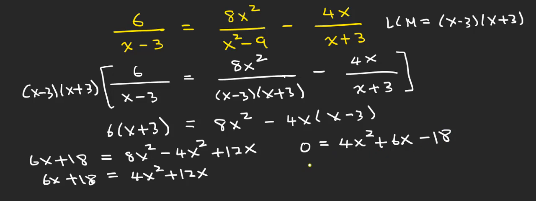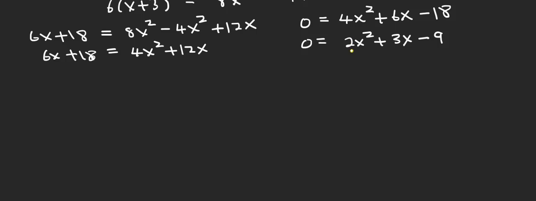And let's divide everything by 2. You could do that because it's an equation. So you get 0 equals 2x squared plus 3x minus 9. And it looks like we need to factor this. By the way, if it's not factorable, you could also use the quadratic formula to solve for x.